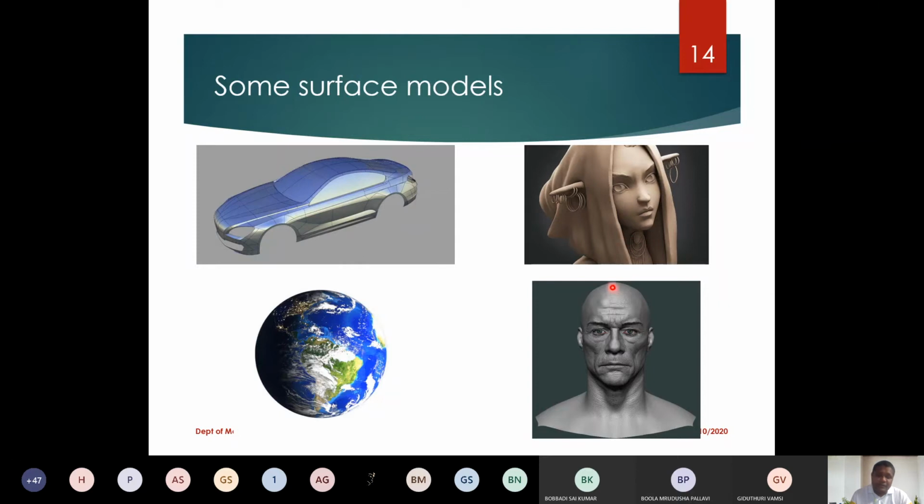And another beauty of surface modeling is that surface models can show the object as if it is the real object. At the same time, the memory the surface model occupies is very little when compared to the real solid model.